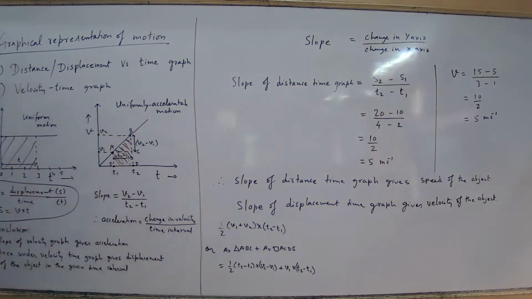Full trapezium. Okay. So what have we learned so far? We have learned that the slope of the velocity time graph gives you acceleration, and the area under the velocity time graph gives the displacement covered by the body in the chosen time interval. Okay. Till here, is it clear?